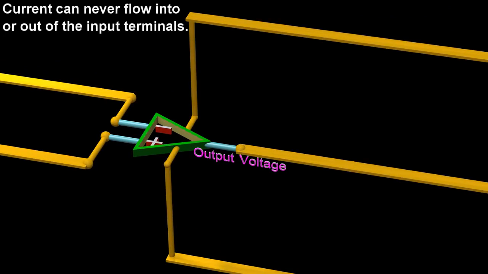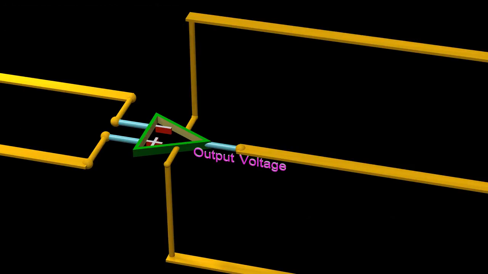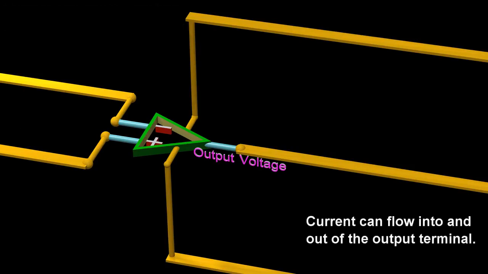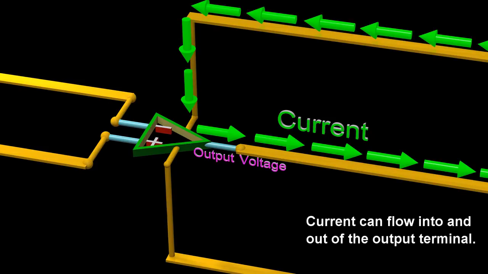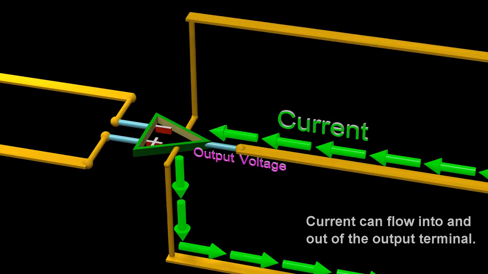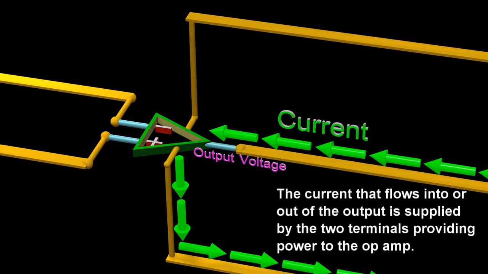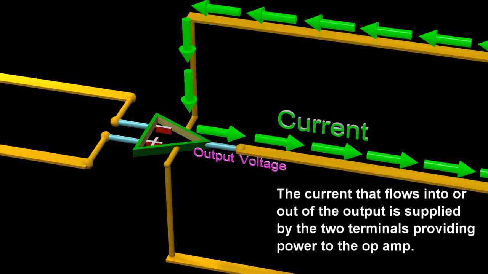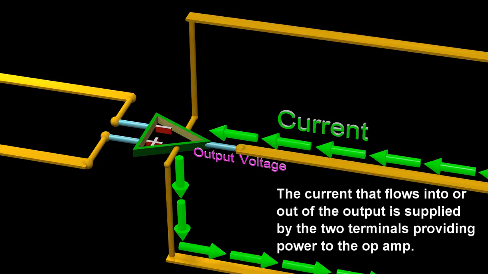Current will not flow in the inverting terminal and the non-inverting terminal. On the output side, current will flow because of the power supplies plus VCC and minus VEE. The current directions will be like this, inward and outward.